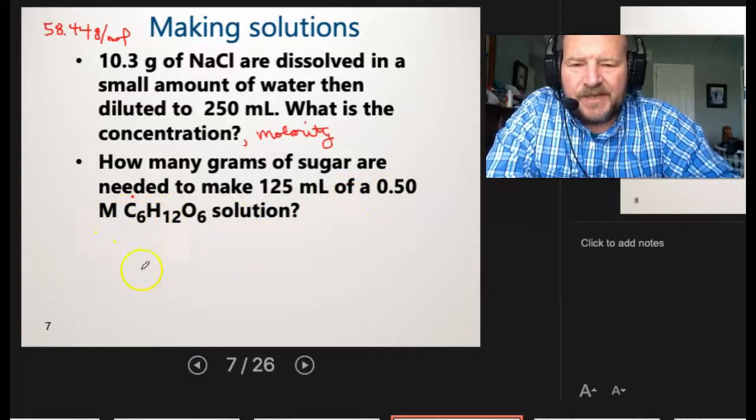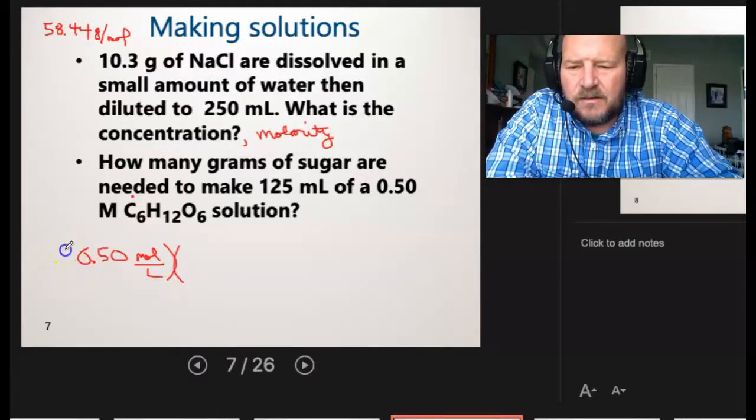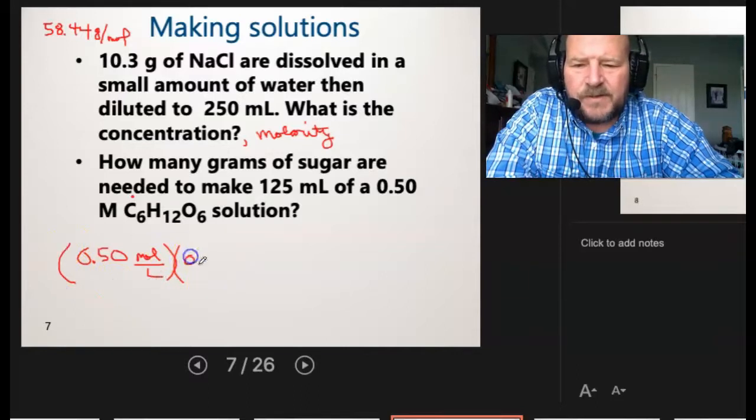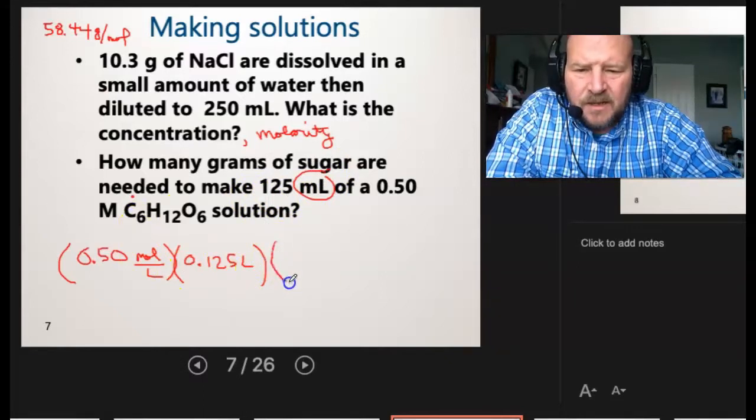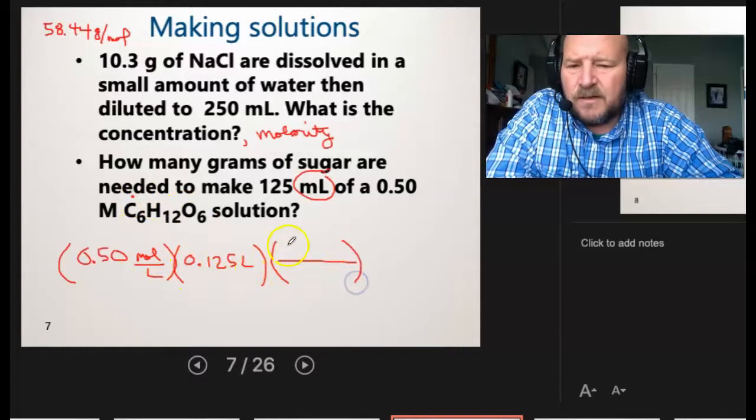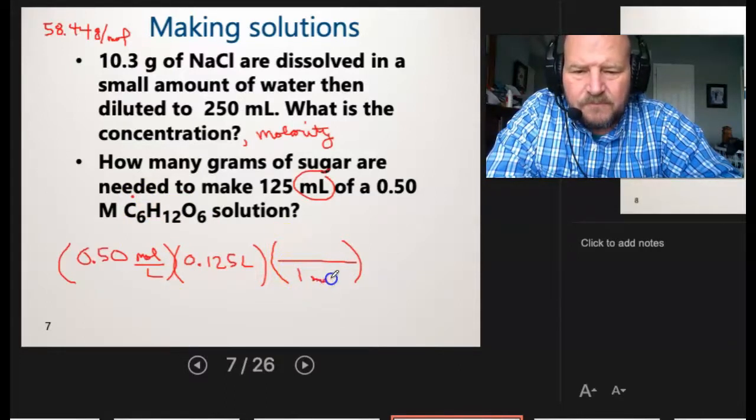So I'm going to take 0.50 molar, which would be moles per liter. I'm going to multiply that by 0.125 liters. Now simply converting these milliliters to liters, I divided by 1,000. And then I'm going to multiply that by 1 mole of sugar.